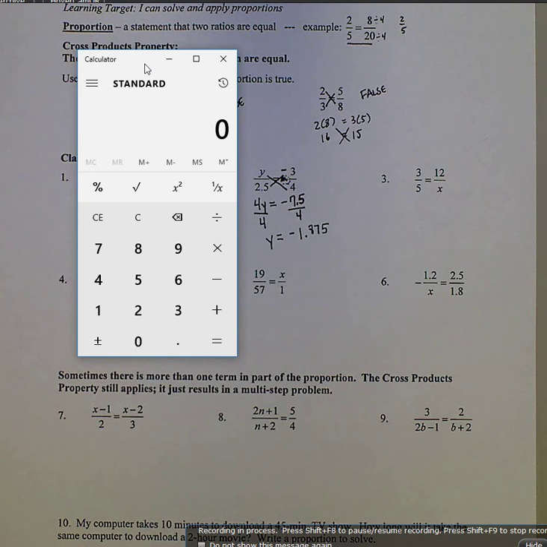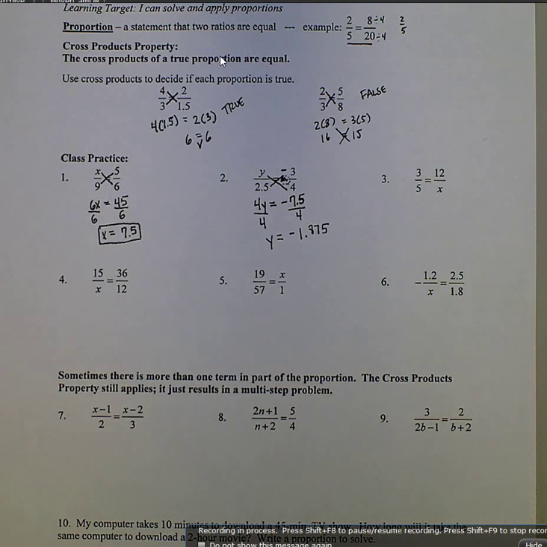So, negative 7.5 divided by 4. Negative 1.875. There we go. And so that should be your solution.